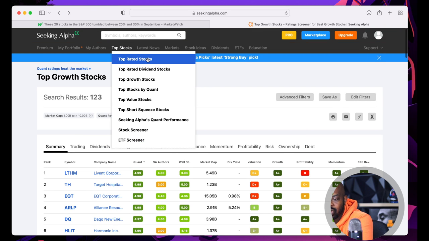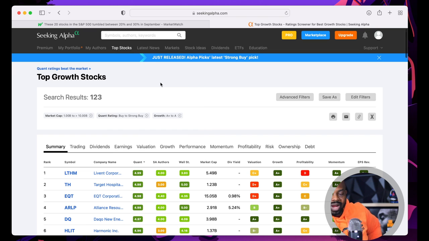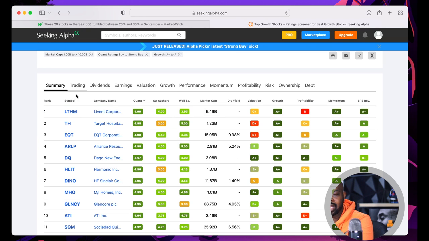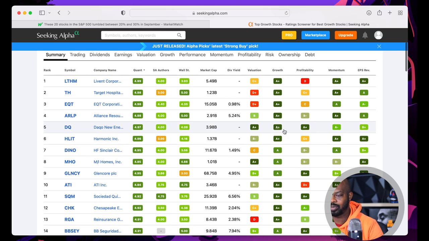You can do top rated stocks. You can do top rated dividend stocks, growth. Right now, I'm looking for growth plus some good dividends. Now, you see this is at the top, but the reason I wouldn't invest in them off the get-go is I love their growth, but profitability is a D. You've got to know how to make money, so I'm looking for growth and profitability both to be no lower than B's. So if we look at it, both of these are great. A lot of these are energies.